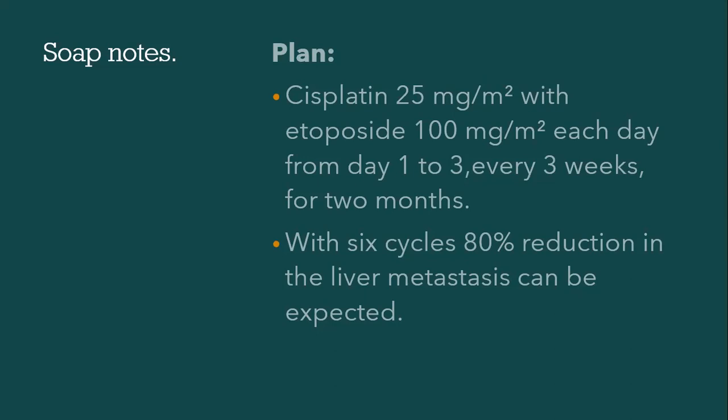It is also used for cancers including testicular cancer, lymphoma, leukemia, ovarian cancers, etc. And with this plan, we are expected to see 80% reduction in liver metastasis after completion of 6 cycles of cisplatin and etoposide.